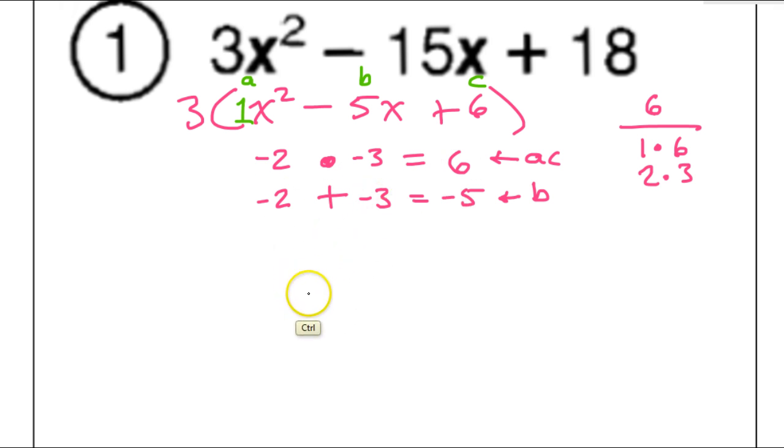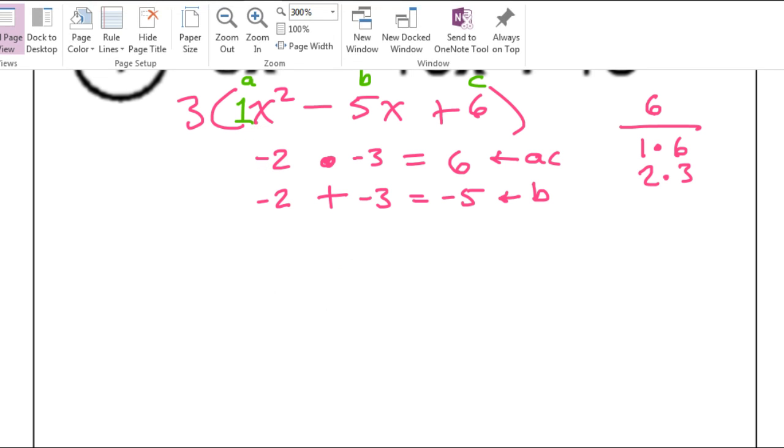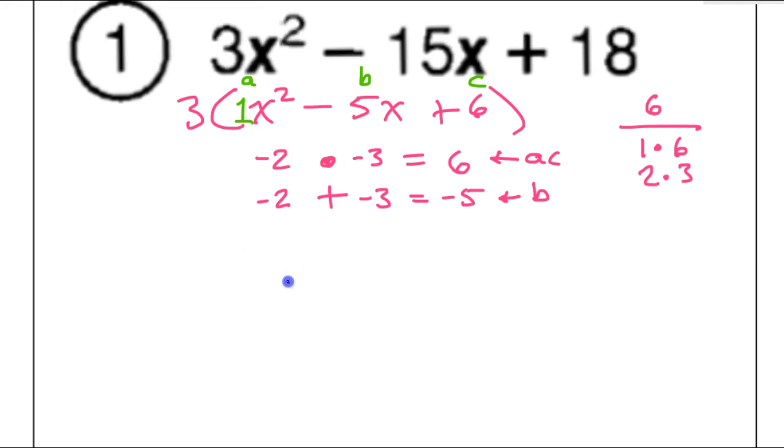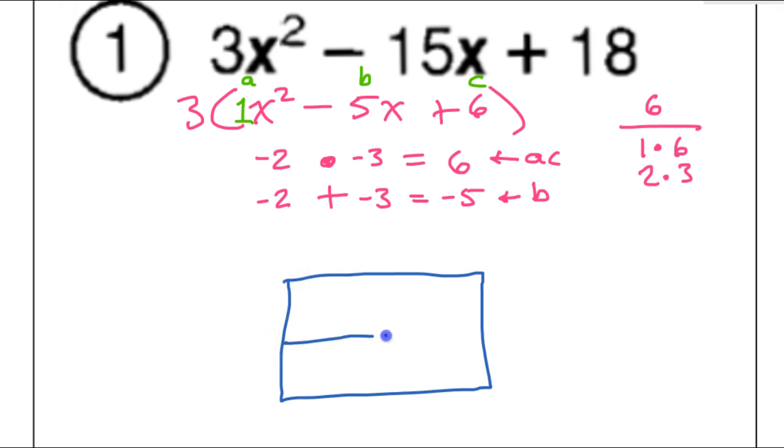So now it is time for the box. Just go ahead and make a box something like this. In the first box you put the first term, which is x squared. In the last box you put the last term, which is 6. In the other two boxes you use the two numbers you just found, so -2 and -3. And these will both be x terms.